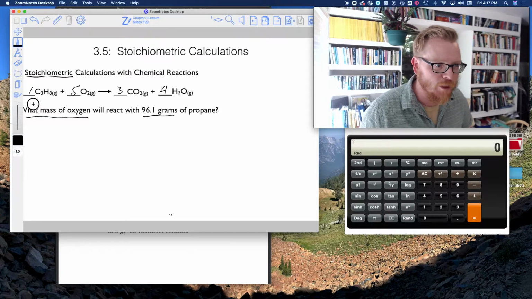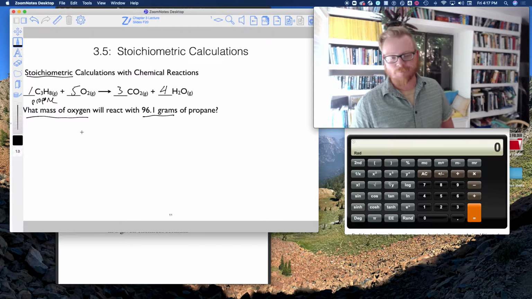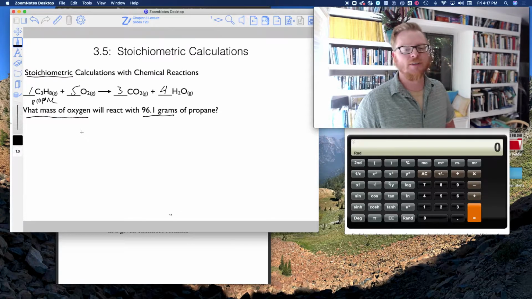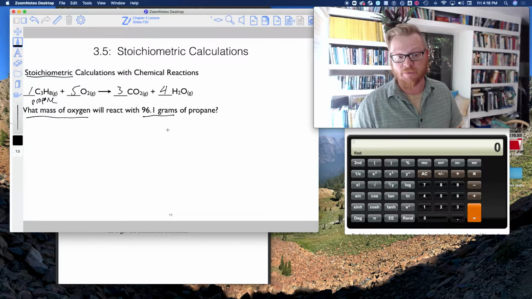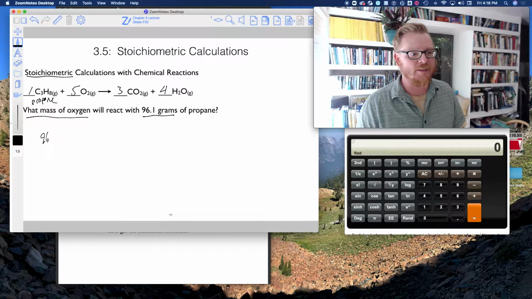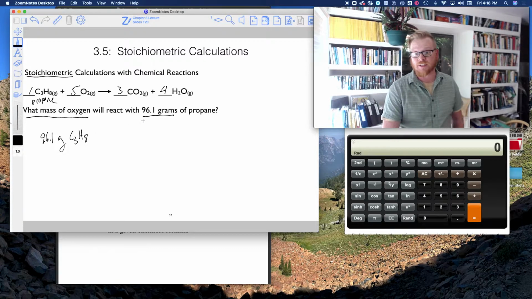Okay, hopefully we remember that's the propane. Okay, and hopefully we're also starting to recognize the process. We're going to use the first number I was given first. And in this case, of course, it's the only number, but all the same, it was still the first number I was given. So I'm going to write it down blindly. 96.1 grams of C3H8. That's how we're going to start this thing.